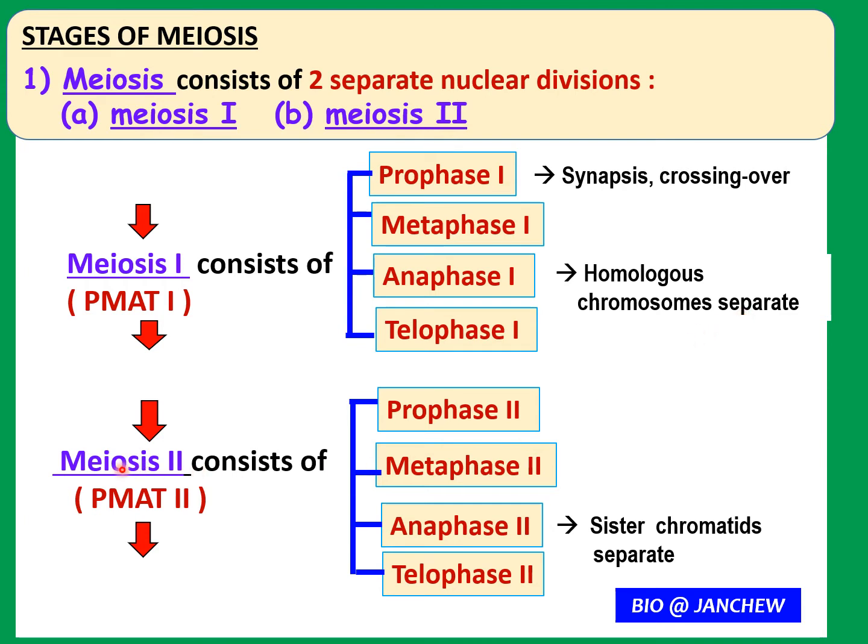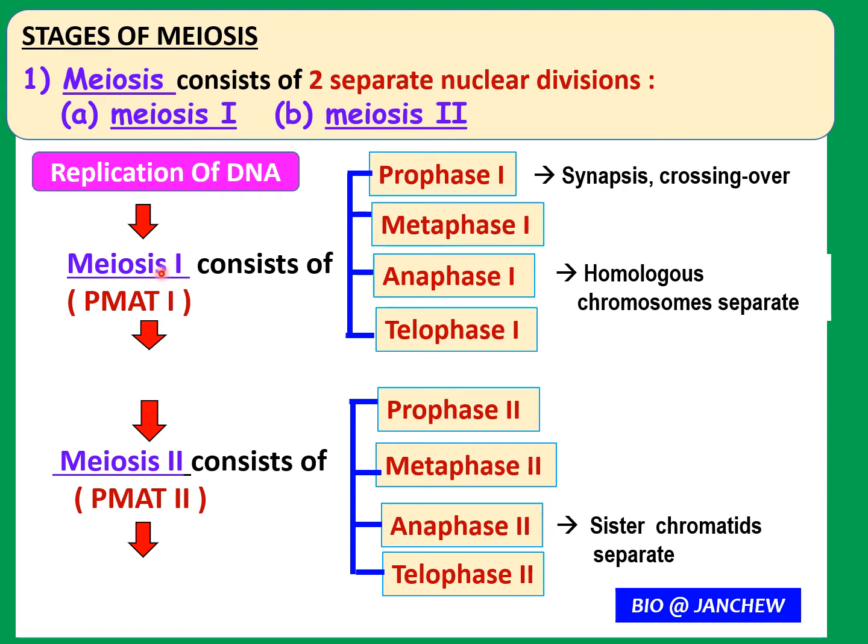Now, meiosis II consists of, again, four phases: prophase II, metaphase II, anaphase II, and telophase II. So it's PMAT2. Then in anaphase II, sister chromatids separate. That's the important event in meiosis II. Now, before meiosis occurs, first there must be replication of DNA during the S phase of interphase. Then meiosis I occurs.